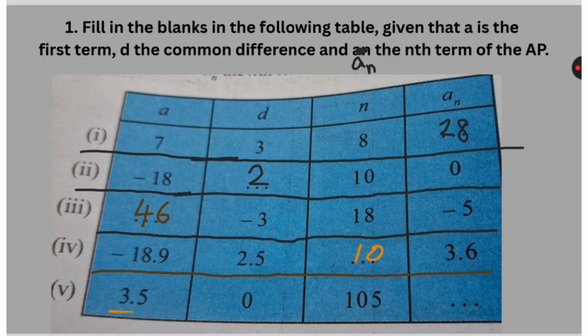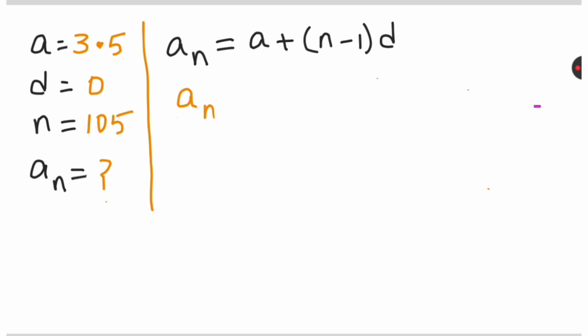The given a value is 3.5 and the common difference is 0. The number of terms is 105. So we need to find an. Just write only an here. The given first term a is 3.5 plus the given n value is 105, 105 minus 1, which gives 104, times the given d value, which is 0. So 104 times 0 gives only 0. So finally the an term is 3.5.